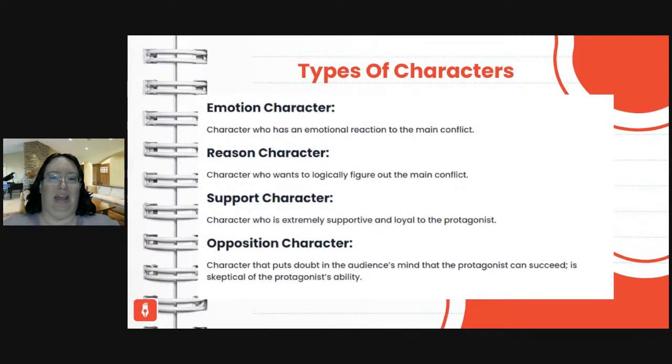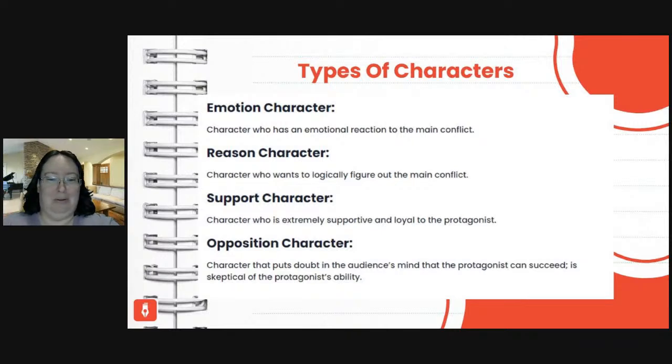And the last four we have here that we see most common are going to be emotion characters. These are going to be characters who have emotional reactions to the main conflict. Looking at Lord of the Rings, that's going to be Merry and Pippin. They're very emotional. They get caught up in the moment. They're throwing stones in the middle of the battle. And they're wonderful. And sometimes these are going to be your comic relief characters. Sometimes these are going to be the characters who are over dramatic. Jar Jar Binks in Phantom Menace, Donkey in Shrek.